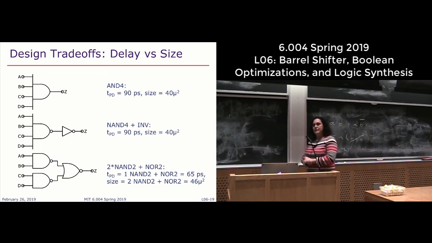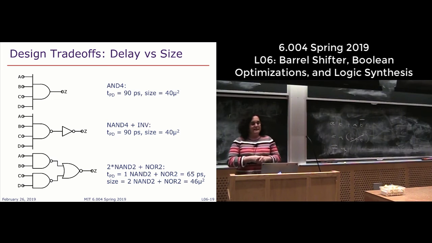So suppose, for example, that I have a product of A, B, C, and D. One way that I could implement that, using the gates that were available to me in the library that we just took a look at, is as a four-input AND gate, okay? And these are the values that were in that table, which tell me the propagation delay of this four-input AND gate is 90 picoseconds, and the size is 40 microns squared. Alternatively, I could have created this product term using a four-input NAND gate followed by an inverter. If I did that, I actually would end up with exactly the same constraints in terms of delay and area.